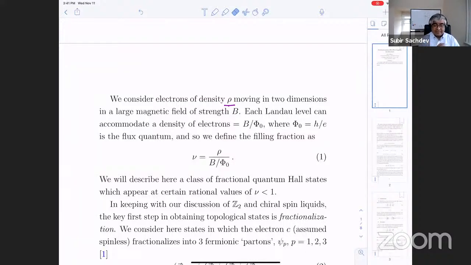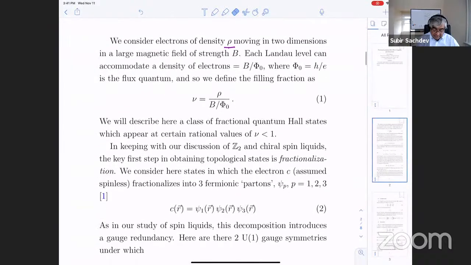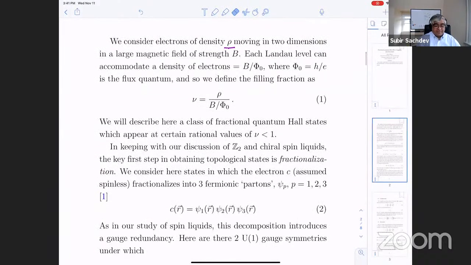So what's the basic idea? The basic idea of the partons is to split the particle up, in this case the electron, which is the physical particle, into parts. And it turns out that for the Laughlin state, and also for the Jain states, as we'll see, at least the main sequence of Jain states, the division we're going to make is not to split it into 2, which is what we've done so far, but into 3. So we take our electron and split it into 3 partons.